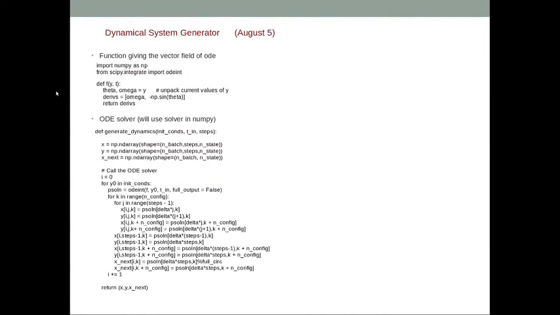The first component of the program that we'll look at is the dynamical system generator. We had a deadline of August 5th for that, and we've made this deadline. It's the simplest component of the entire program. There are two functions associated with that. One function defines the vector field for the ODE, and one function goes ahead and solves that ODE.